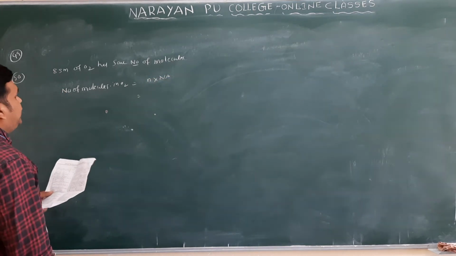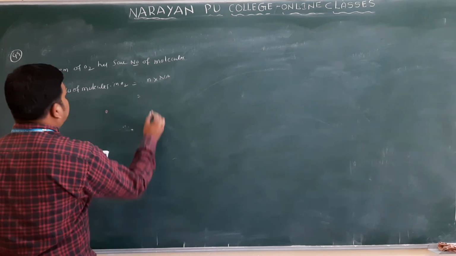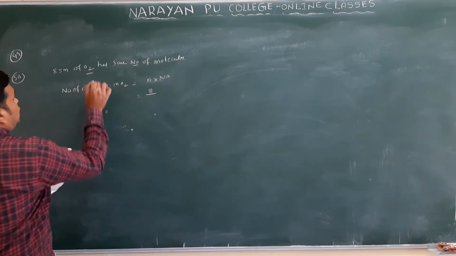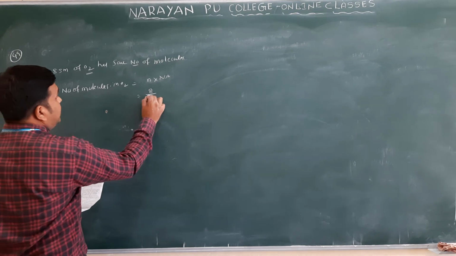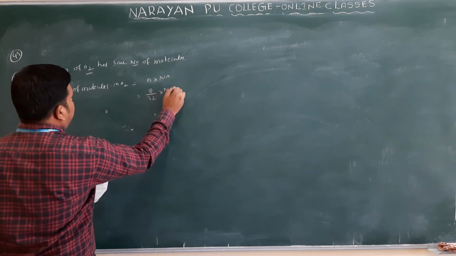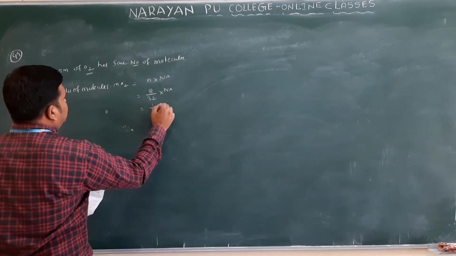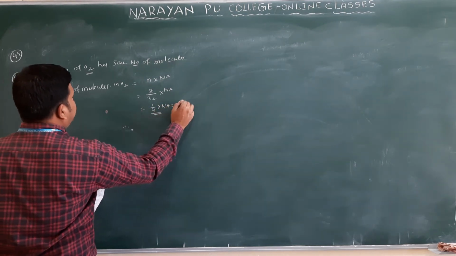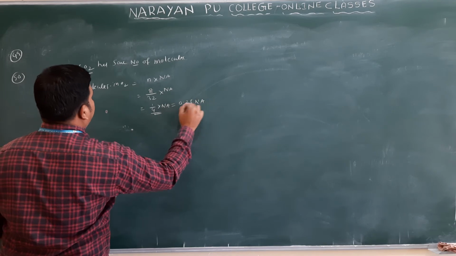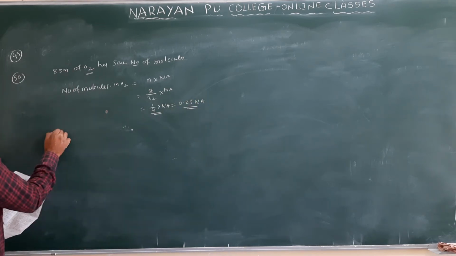So what is n here? Weight by gram molar weight. What is the weight given? 8 by the O2 weight, how much? 16 into 2, 32. 8 by 32 into Na. Can I cancel here 4 times? 1 by 4. I will write here 1 by 4 into Na, which means 0.25 Na. Here we get the answer for O2.